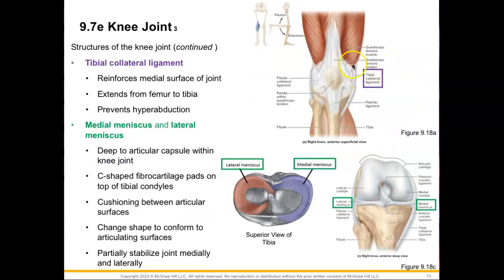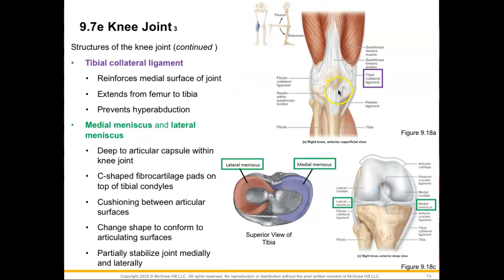Now for our tibial collateral ligament, or another name for this one is medial collateral ligament. And that's because it's going to reinforce that medial surface of our knee joint here, and it extends from the femur down to the tibia, and is preventing hyperabduction. So by this ligament being placed here, it stops our tibia and fibula from swinging out in this direction.